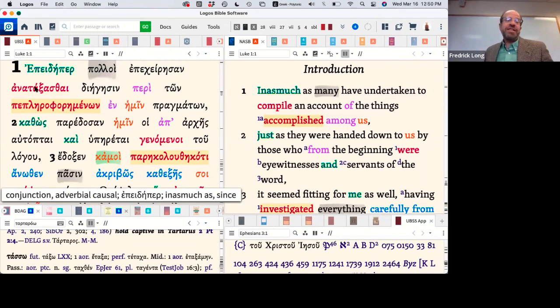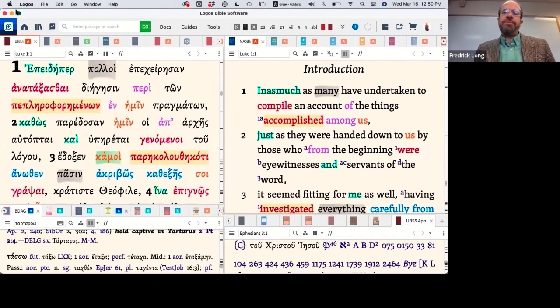And I tend to date things earlier, quite honestly. I think Mark is 50s. I don't think it's 70. I think it's earlier. And maybe John's gospel is written earlier than we often think. Yeah, but anyway, that's getting us into some larger historical questions. Yeah, oral traditions. Yeah, someone asked, does the many?